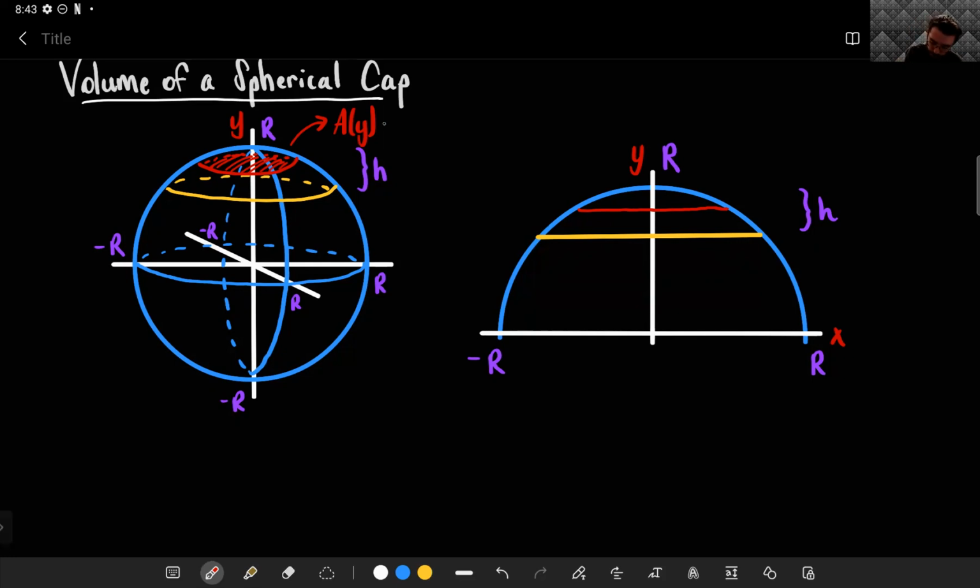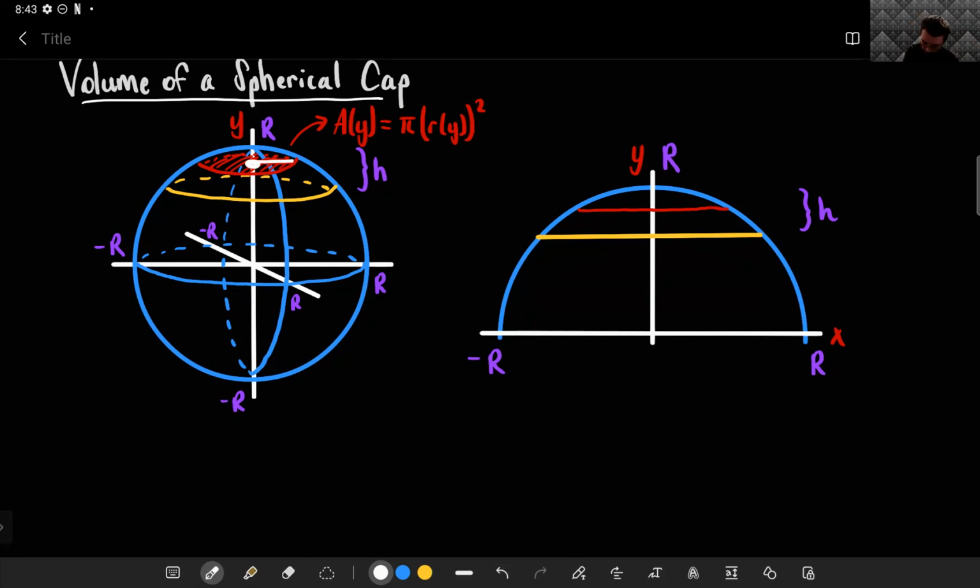Of course, the area here is going to depend on y, because depending on how high we go, the circles get smaller. And the area is going to be pi times, I'll use little r. Again, little r is going to depend on y. Little r is going to be this radius. Maybe I'll draw it in white. The radius of the red circle. Right, so different from capital R, which is just the radius of the sphere that we're dealing with. Okay, so that's going to be our area. That's what we're going to integrate.